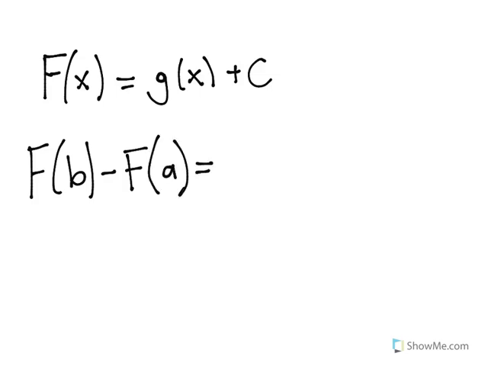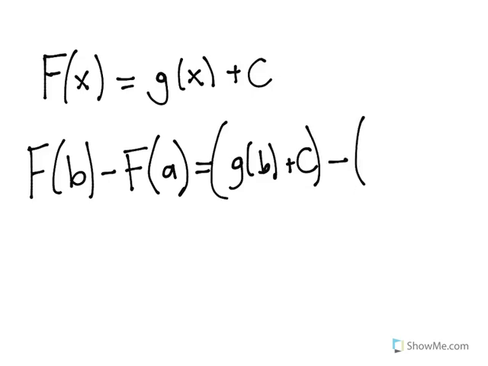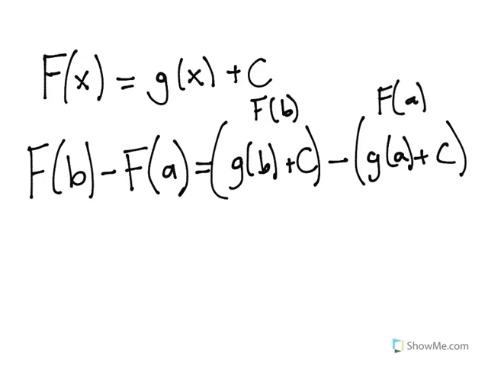All right, so if we use the equation that we have up above and replace the F's with g's, here's what we get. F of b looks like g of b plus c, and then minus, when you plug in F of a, this looks like g of a plus c as well. So here's your F of b, and here's your F of a. Now hopefully pretty easily we can see what's going to happen here with the c's at least.